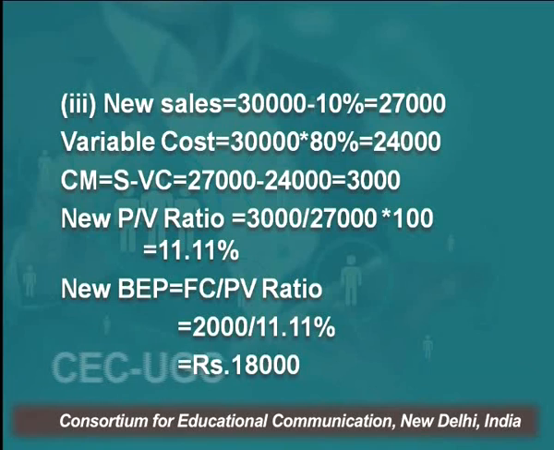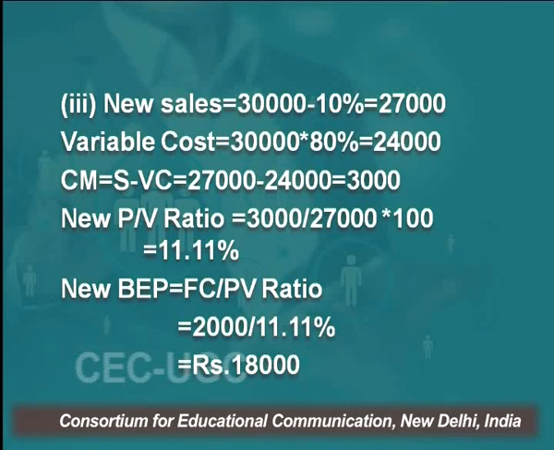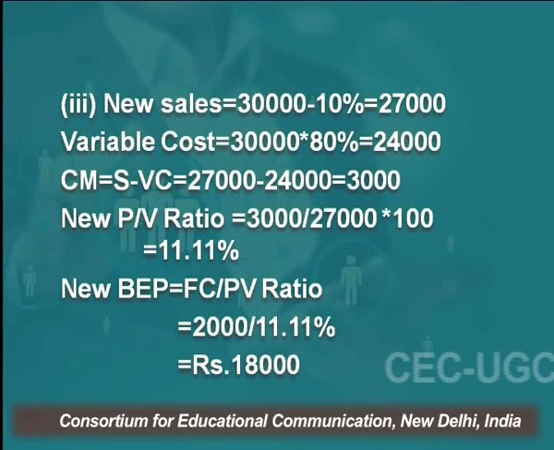My original sales is 30,000. So 80% of 30,000, 80% is variable cost, as we have just seen, right? So 80% of 30,000 comes to be 24,000 rupees, right? So the contribution margin as per the new sales is 27,000 minus 24,000, because variable cost we have found out 24,000. Our new selling price or new sales level is 27,000. So 27,000 minus 24,000, this contribution comes to be 3,000 rupees. So our new PV ratio will be 3,000 divided by 27,000.